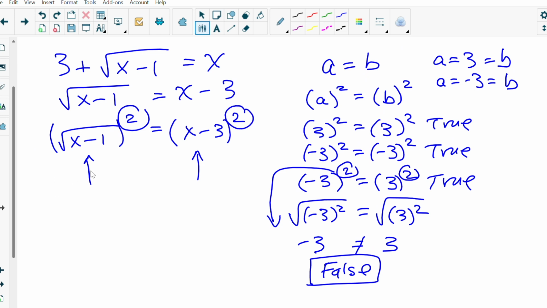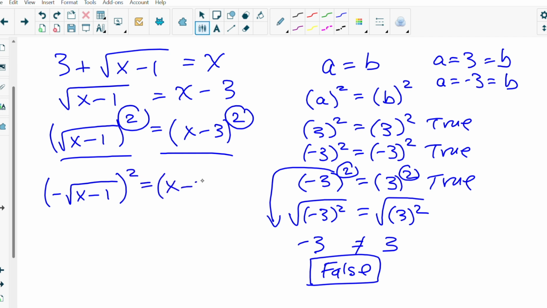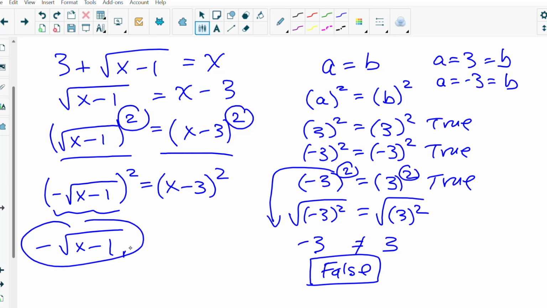If I rewrite this, folks, as square root of x minus 1 squared, well, this is one way I can write it. Think about this one, folks. If I do this, this is still true, because if I square this negative, I get a positive. But take a look at negative square root of x minus 1. Let's graph this and find out what this looks like.